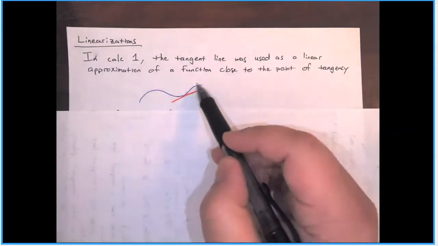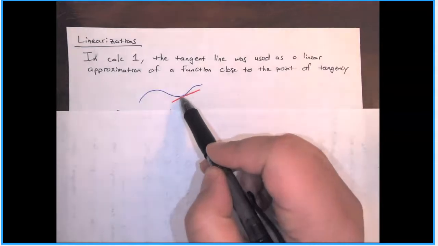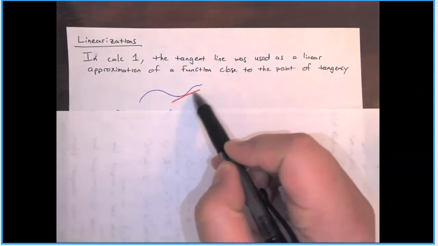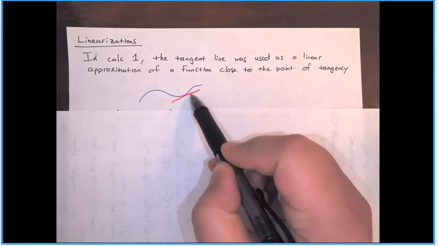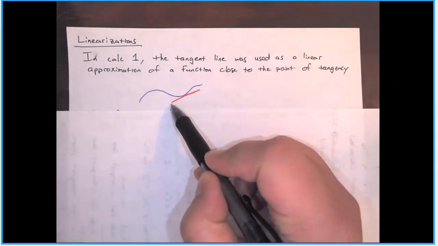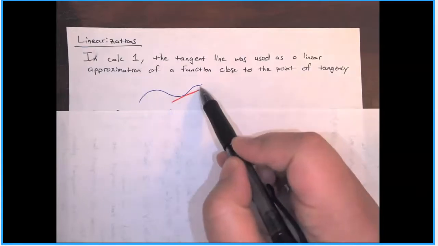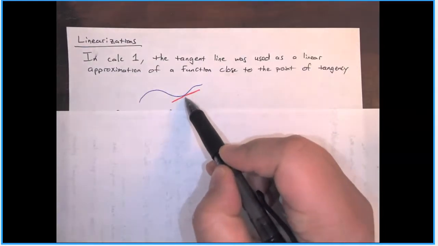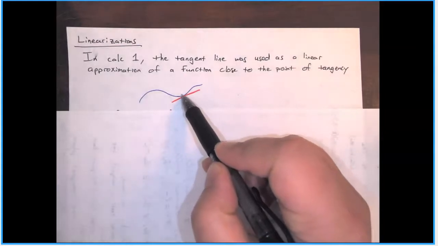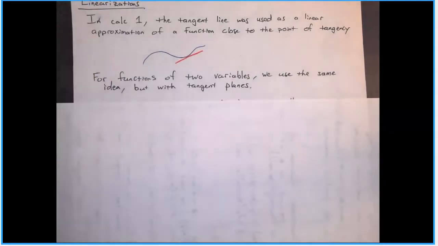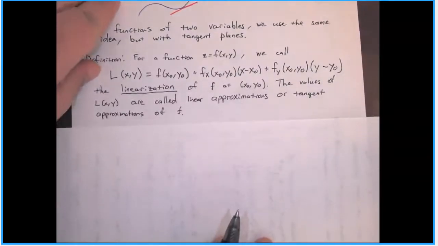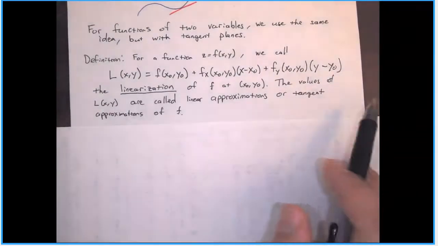So instead of having to plug numbers into a complicated equation to find function values close to this point, we can use this simple line to find approximations of function values close to this point. So if I stay in this area, it's a pretty good approximation. If I go too far out along this line, that's a bad approximation. But close to the point where they're tangent, that's a good approximation. We're going to do the same thing with surfaces. For surfaces, though, we're not going to use a tangent line. We're going to use a tangent plane. So let's define this linearization. So let's say we have a function of 2 variables.